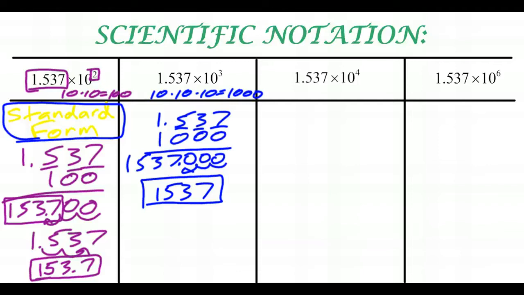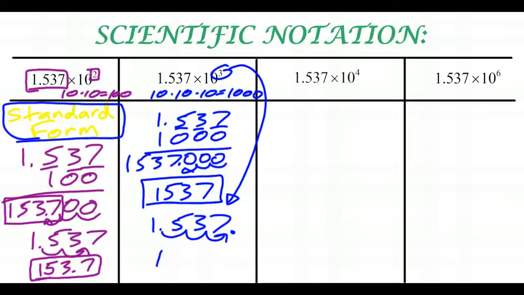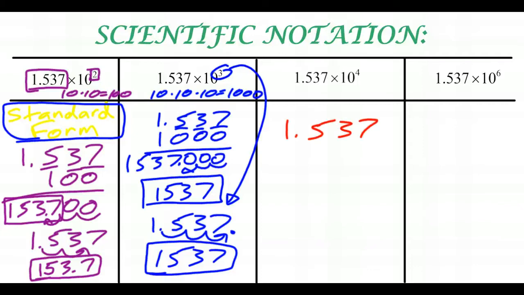Now, what also happens when we take 1.537 and move that decimal place three places? 1, 2, 3 to the right, because it's getting bigger. And we also get 1,537. And hopefully by this point you can recognize this pattern. All we need to do to evaluate a scientific notation is take the number that we originally have, let's look at it in red now, 1.537 times 10 to the fourth. And we'll go back and double check that 1.537 times 10,000 actually does work with this.